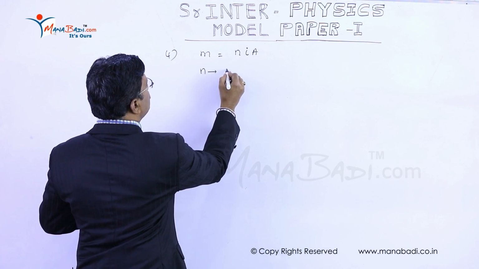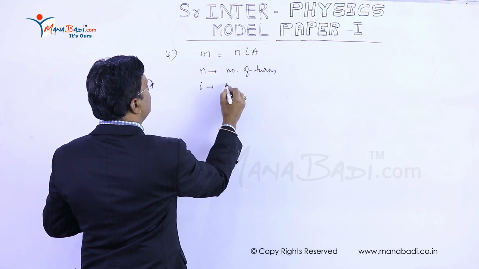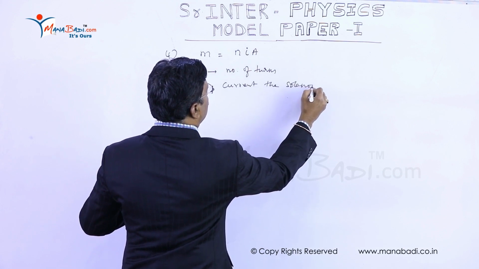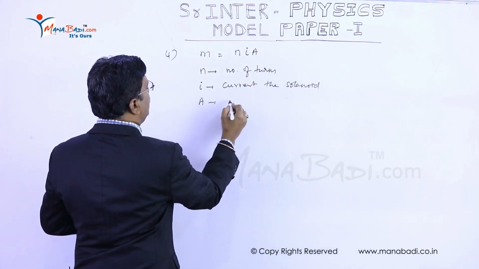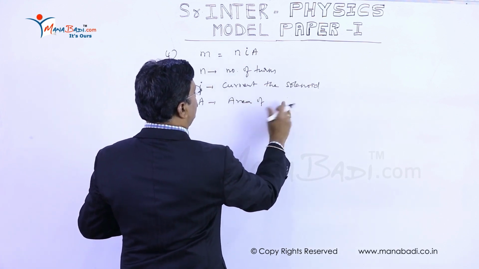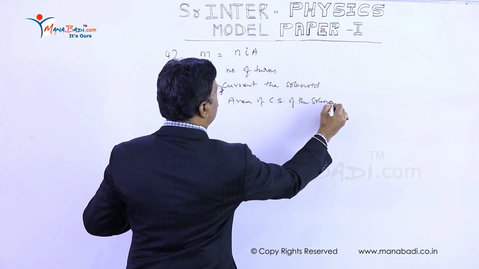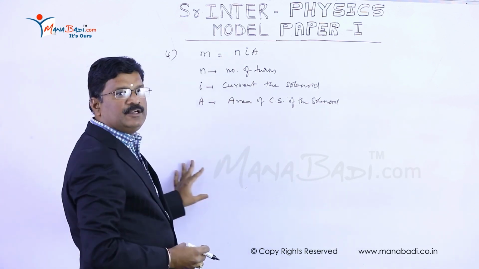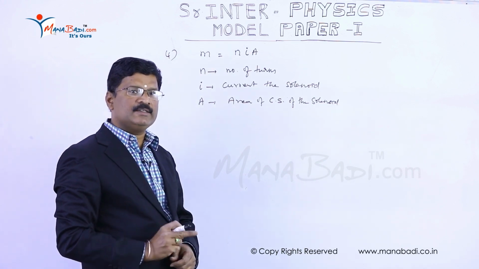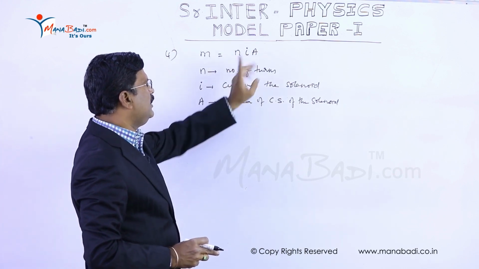where N is the number of turns, I is the current through the solenoid, and A is the area of cross section of the solenoid. M stands for the magnetic moment. The magnetic moment is given by the formula NIA, where N is the number of turns, I is the current, and A is the area of cross section.